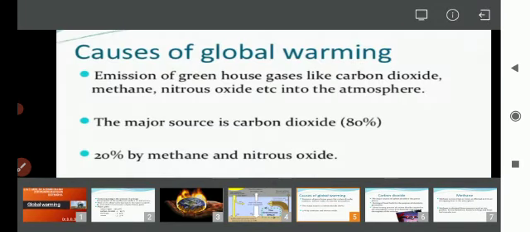Now we will see the causes of global warming which are at play. Human activities since the industrial revolution have increased the concentration of various greenhouse gases which are responsible for warming.